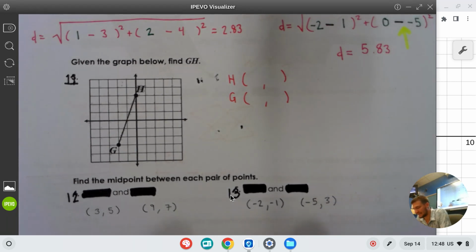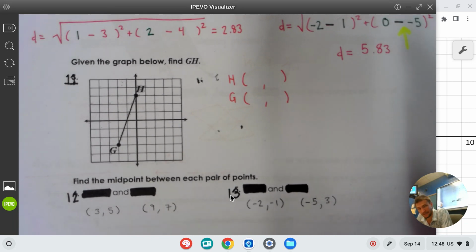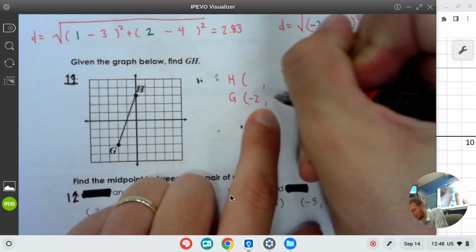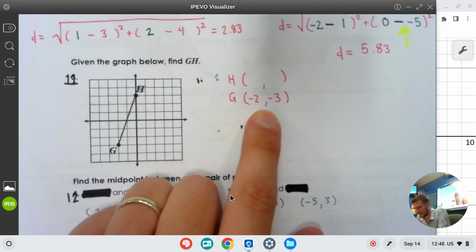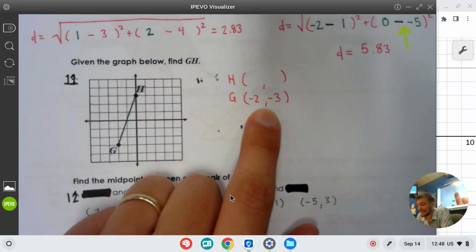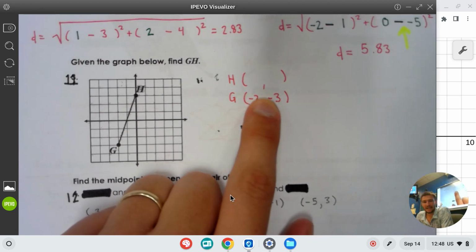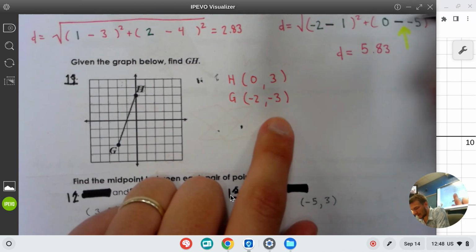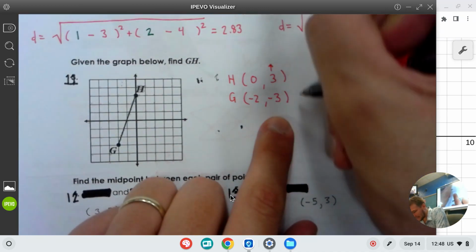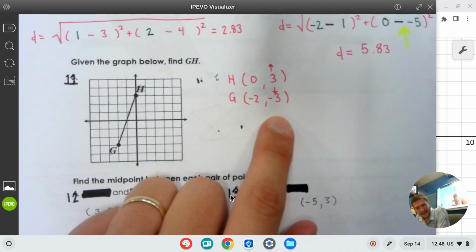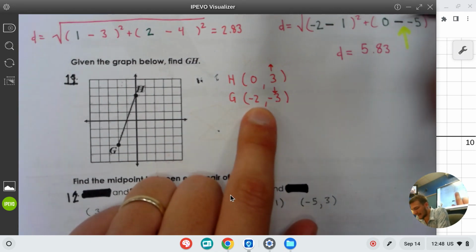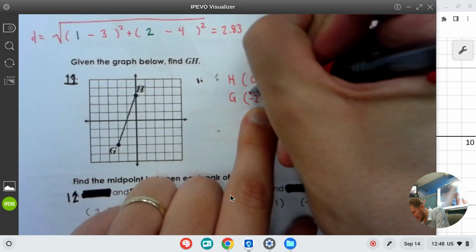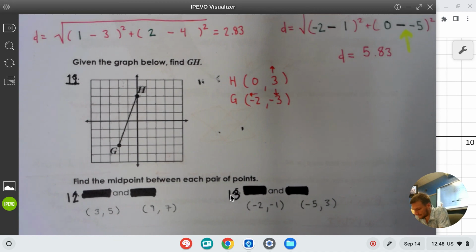I heard somebody say -2, -3. Is that G or H? That's G. -2, -3. Maybe please. And then H, what's H? 0, 3. Nice job, right? Positive numbers means up, negative numbers means down in the Y direction. In the X direction, negative means left, positive means right.